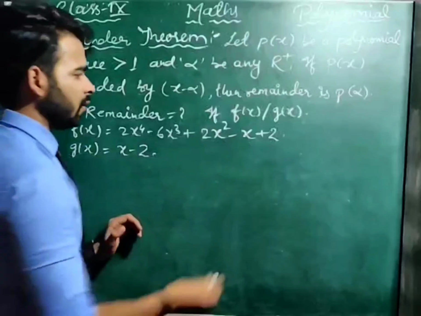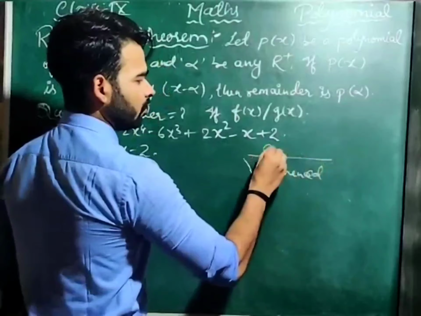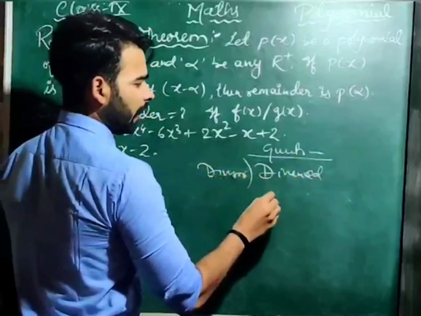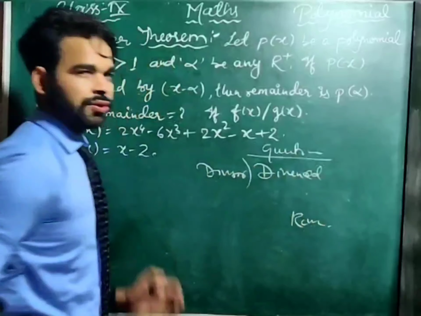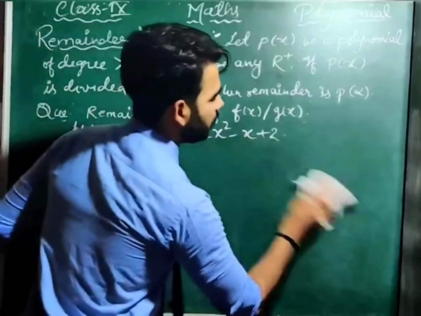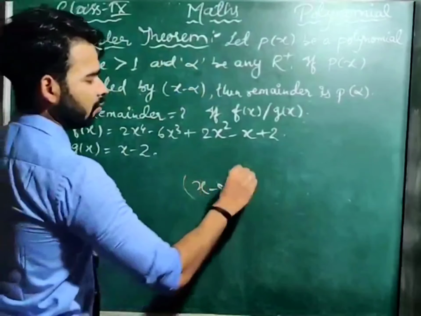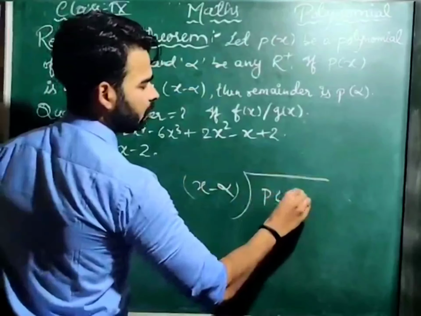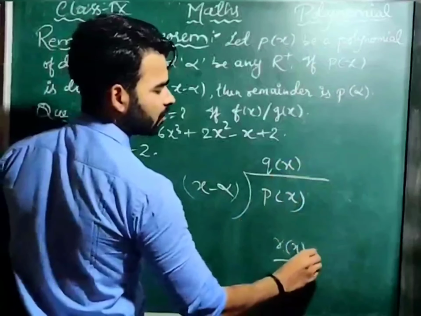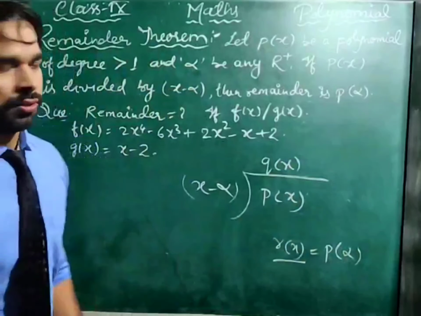In simple words, you know the rule of dividend, divisor, quotient and remainder. You knew this rule earlier. Here, according to the statement, we will write x minus alpha as divisor, p(x) as dividend, q(x) we will get as quotient, and r(x) we will get as remainder, which will be equal to p(alpha). p(alpha) means there will be no variable with it.